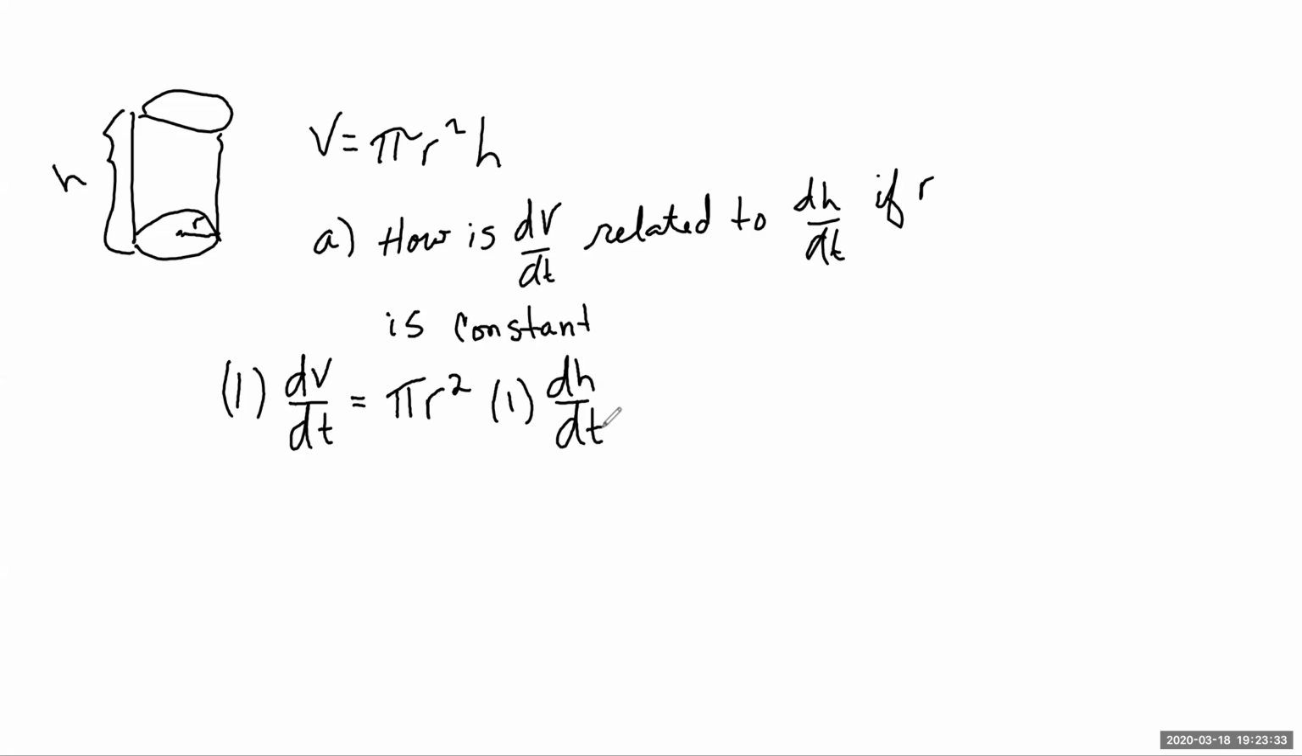So for these, are we always going to be doing it with respect to time? So usually, yes. I can't think of a case where it's not usually with respect to time. So we're pretty much done, right? Because we already have dV dt by itself is equal to pi r squared dh dt. So we can clean it up a little bit if we wanted to.